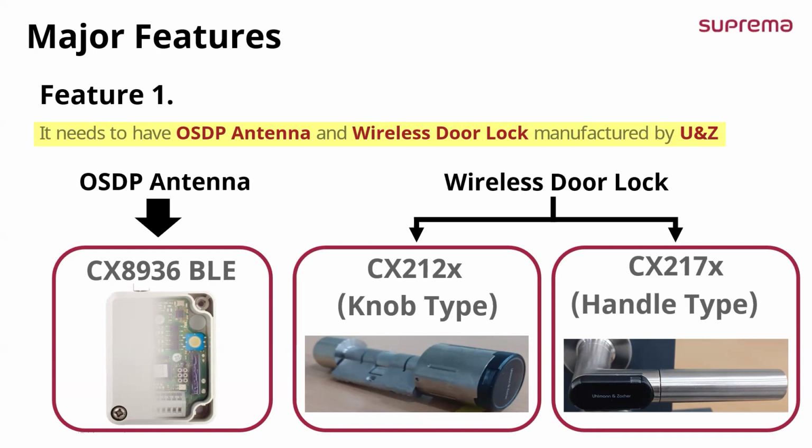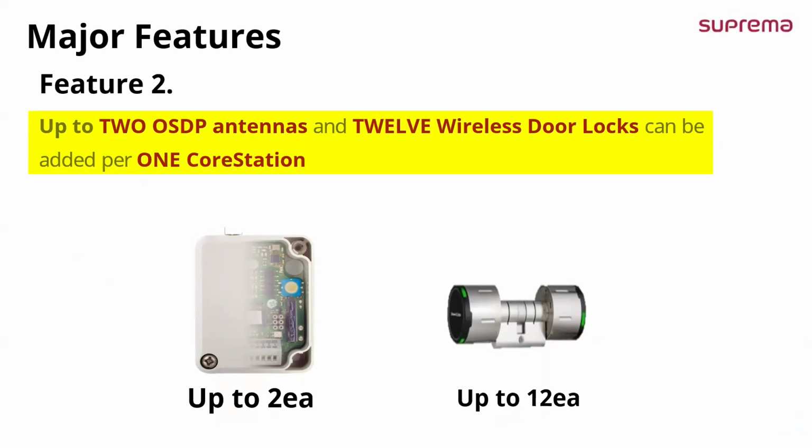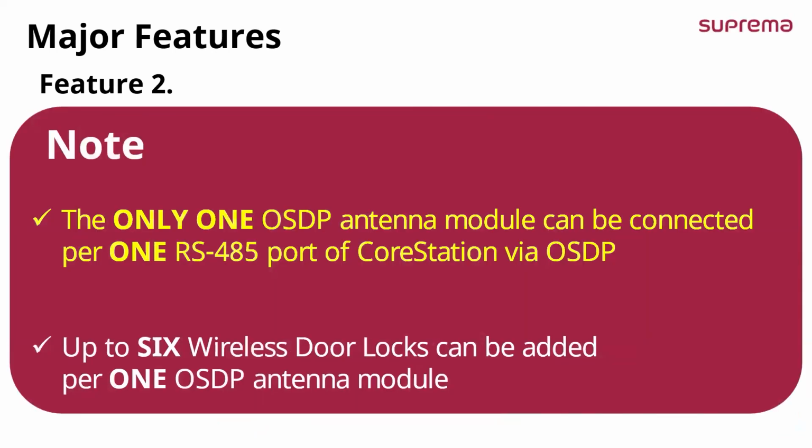Feature 1. You should purchase separately and use the two types of products, OSDP antenna and wireless door lock, manufactured by UNG to use the wireless door lock function. Feature 2. You can add up to 2 OSDP antennas and 12 wireless door locks per one CoreStation. Only one OSDP antenna module can be connected per one RS485 port of CoreStation via OSDP. And you can add up to 6 wireless door locks per one OSDP antenna module.